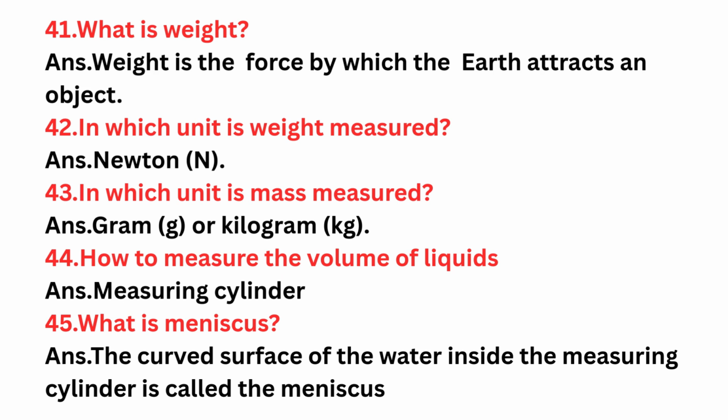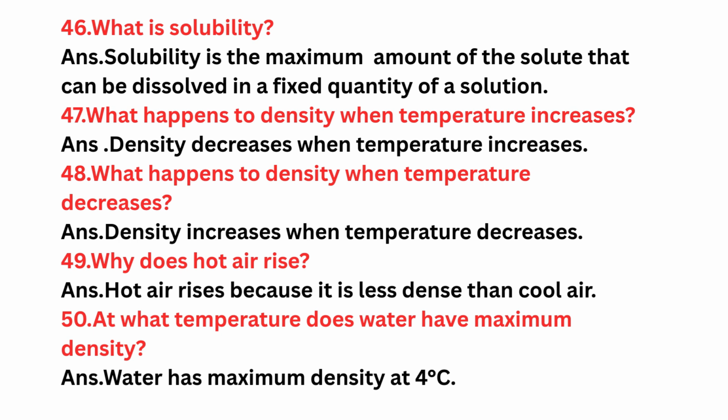Answer: measuring cylinder. 45. What is meniscus? Answer: the curved surface of the water inside the measuring cylinder is called meniscus. Question number 46: What is solubility? Answer: solubility is the maximum amount of the solute that can be dissolved in a fixed quantity of a solution.